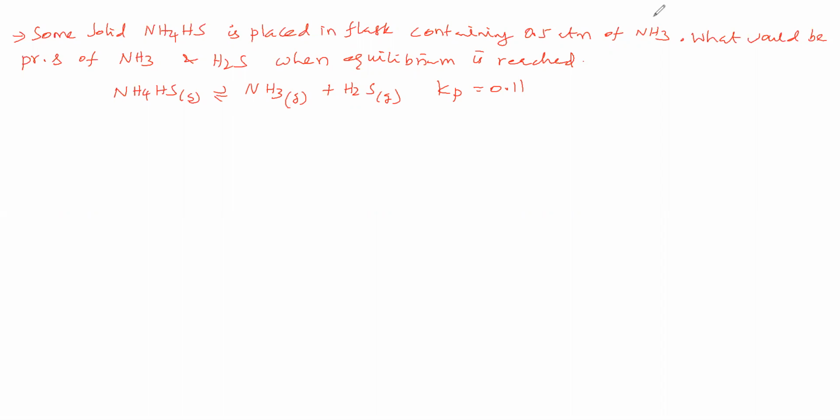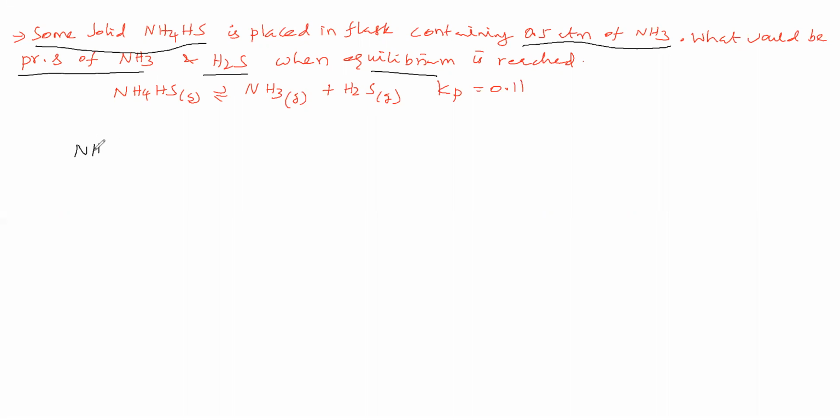What is taken initially, that we will see. Initially, some solid ammonium bisulfite and 0.5 atmosphere of ammonia are taken. Then the system is allowed to attain equilibrium. So what we have to find? The pressure exerted by ammonia at equilibrium and by H2S at equilibrium is the question.